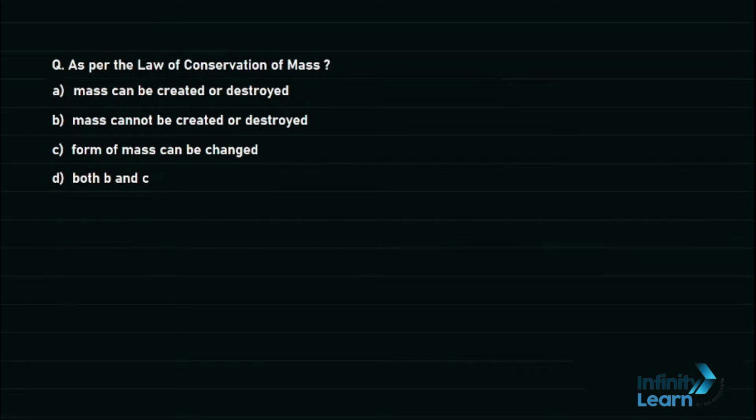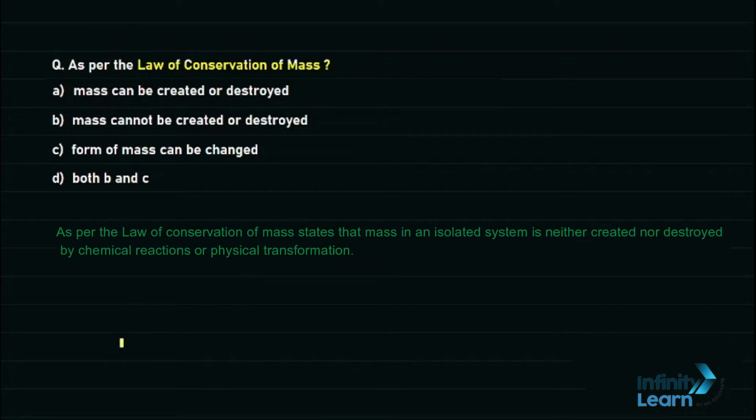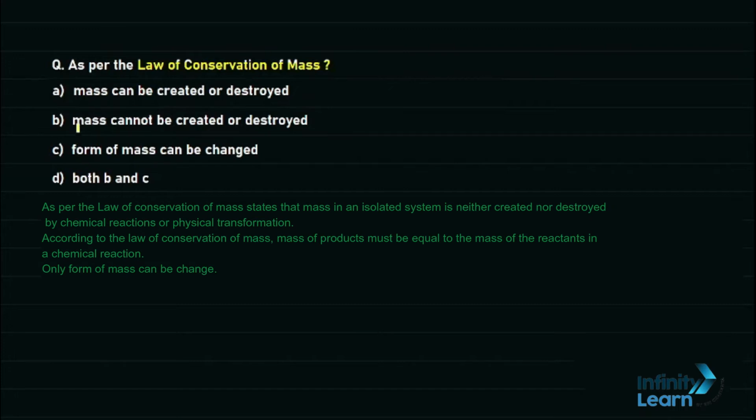So students, to know its correct answer, first we have to discuss what this law of conservation of mass states. So students, as per the law of conservation of mass, mass in an isolated system is neither created nor destroyed by chemical reactions or physical transformations. And according to the law of conservation of mass, mass cannot be created or destroyed, and only the form of mass can be changed.